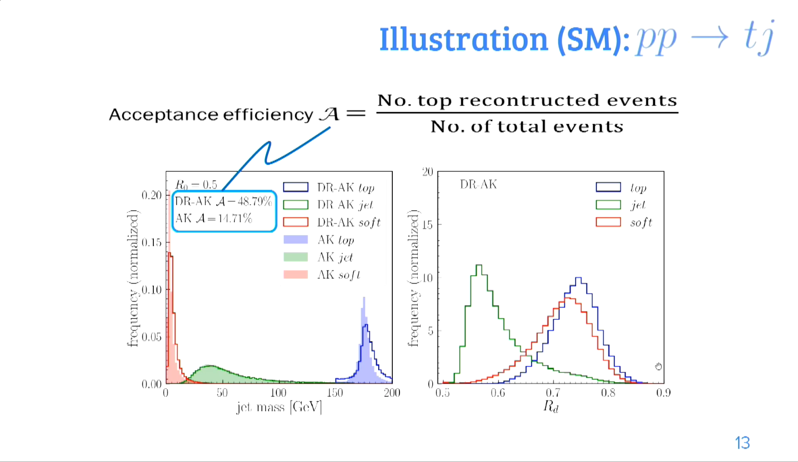And on the right side, what we plot is the final radius that we get with our dynamic radius algorithm. Starting from 0.5, the QCD jet, represented by the green curve, has a final radius that is not large enough. It can grow up to a max of 0.6 or so, whereas for the top quark it could grow up to 0.75 or 0.8.